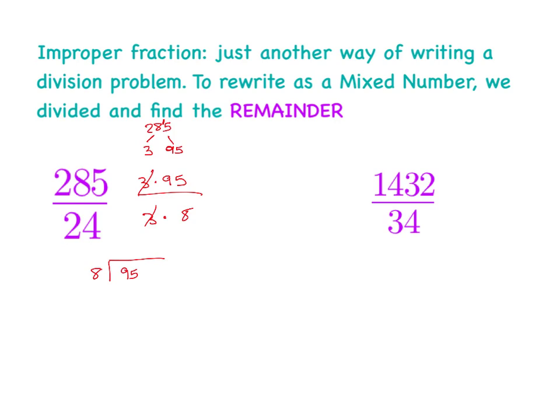So we know that this can be at least 10 times, so we can subtract 80 from that. That gives us 15. How many times does 8 go into 15? Once, so we can subtract 8, and there's our 7. So this tells us that we have 11 wholes, and our remainder is 7, so that's our numerator over 8. And that would be our division problem, reduced. That's the other nice thing about this: our fraction is automatically reduced.